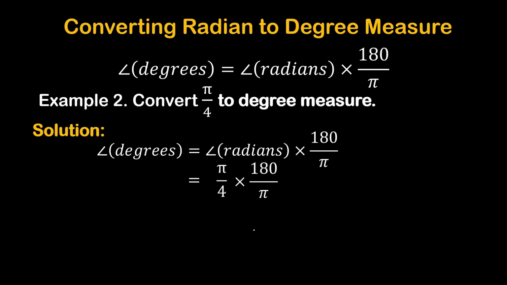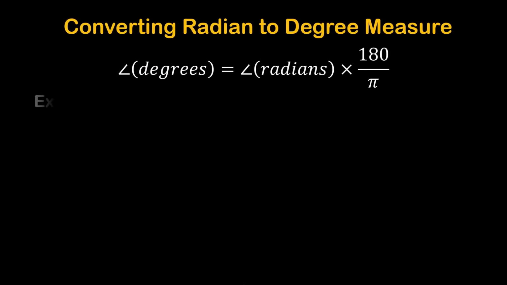So, as you can see, if we are going to multiply pi over 4 by 180 over pi, ma-cancelled si pi. Okay? So, that means, ang matira na lang is 180 over 4. Now, if you're going to divide 180 by 4, that is equal to 45 degrees. So, that means pi over 4 radian is equal to 45 degrees. Okay? So, let's proceed to our third example.